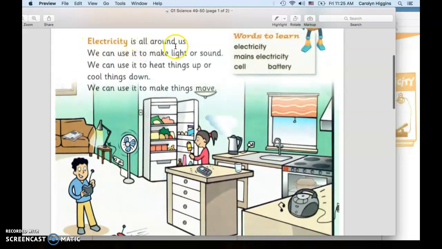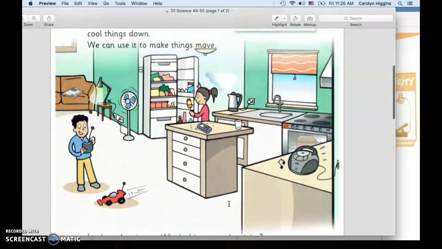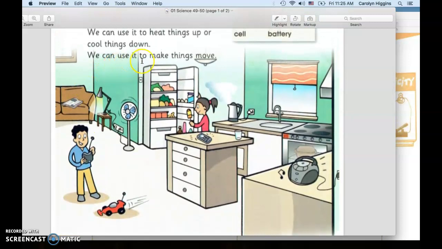Electricity is all around us. We can use it to make light or sound. We can use it to heat things up or cool things down. We can use it to make things move. Look at the picture. Which things use electricity? Now, electricity makes things move.